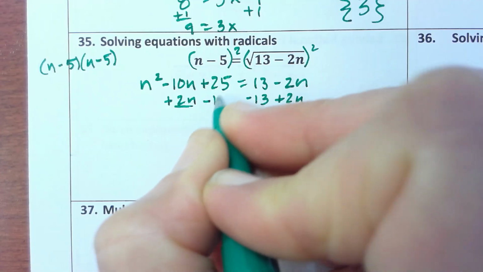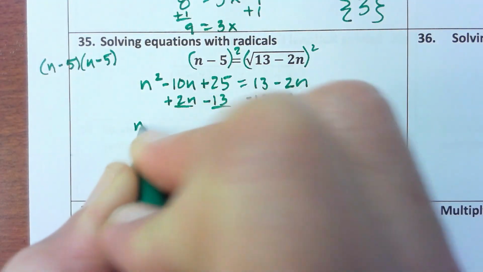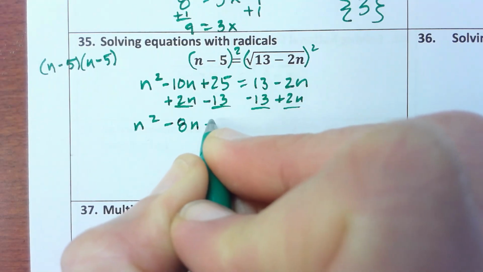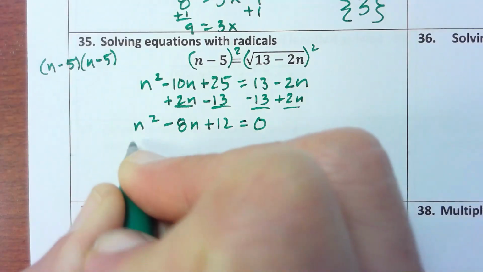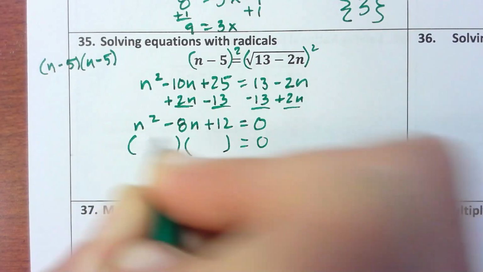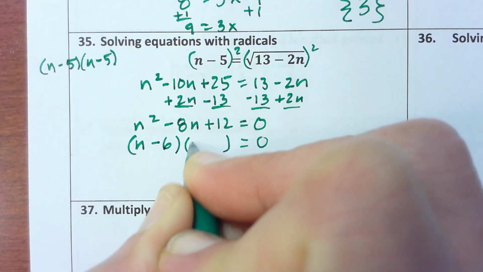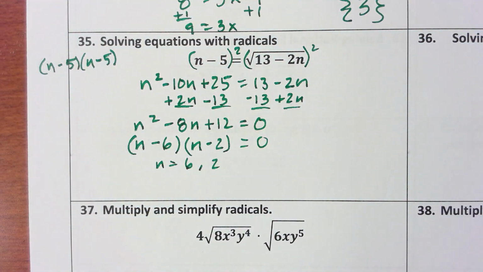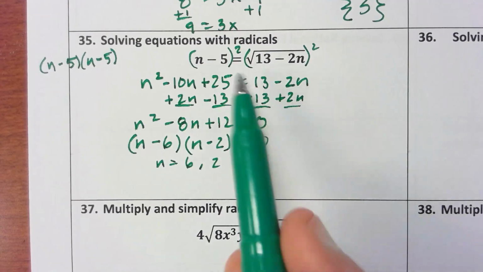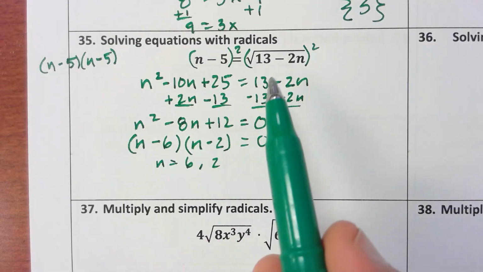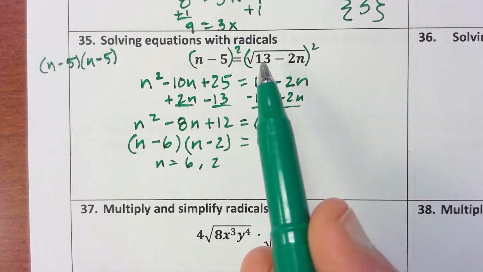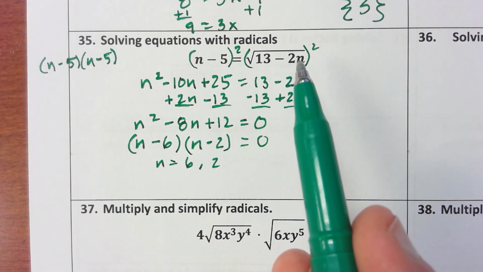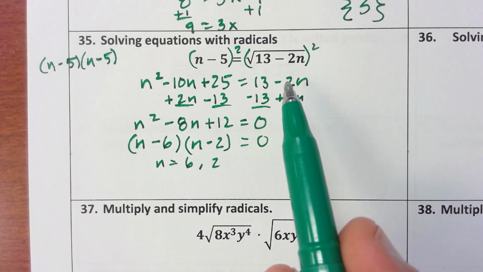So let's be hopeful that this is factorable. So I get n squared minus 8n plus 12 equals 0. Ooh, yes, it's factorable. n minus 6, n minus 2. So my solutions would be 6 and 2 with my mini equations. Now, this is one where it's definitely good to check, because when we plug these into the original equation, like before we squared it, if you go plug the 6 in up here, you've got 13 minus 12. Oh, that might work. Okay, let's try.